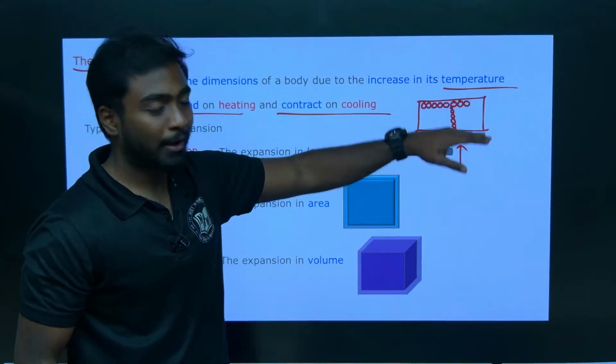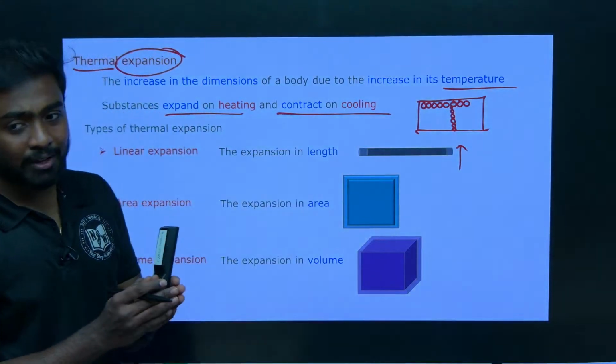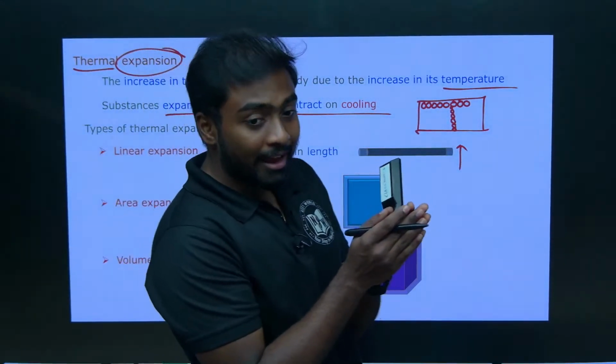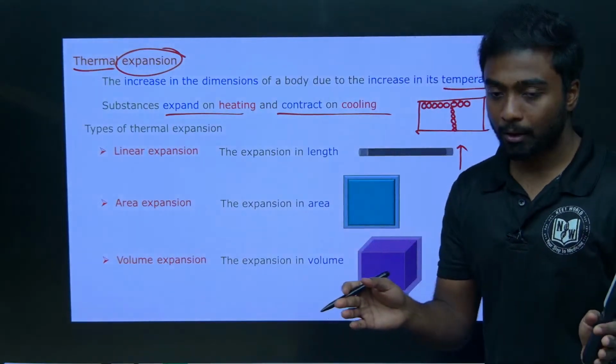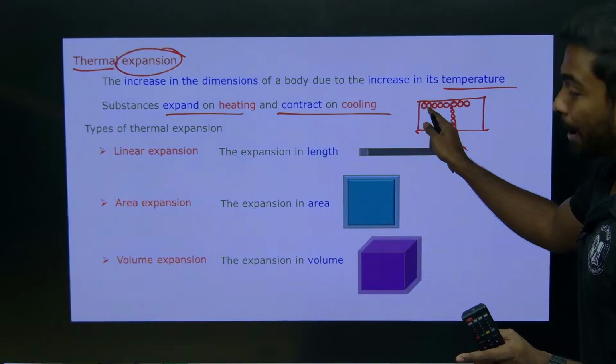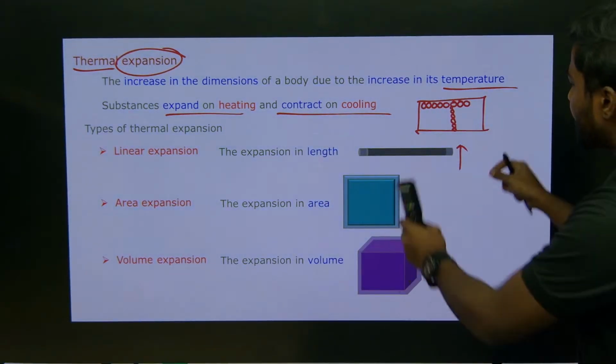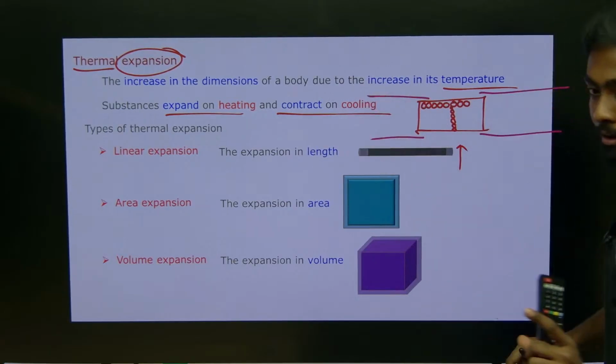So it is travelling from one particle to the other particle. And because of that vibrational kinetic energy, expansion happens, which means there will be a gap between each particle. So that's why we can expand the object.